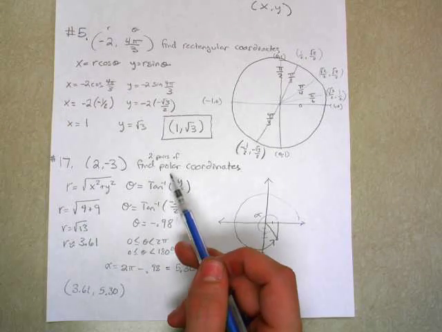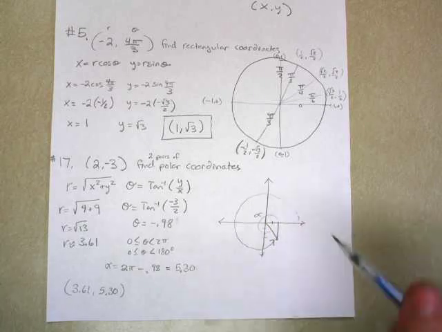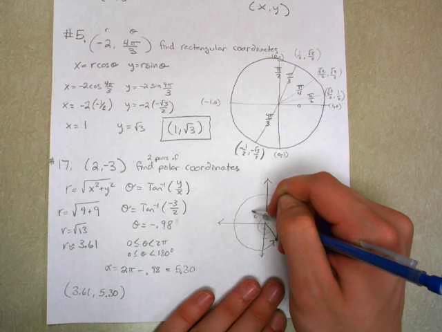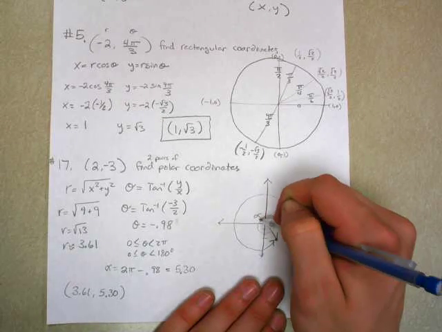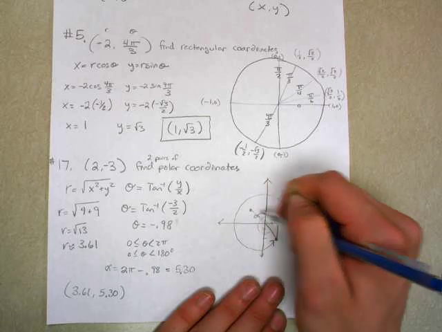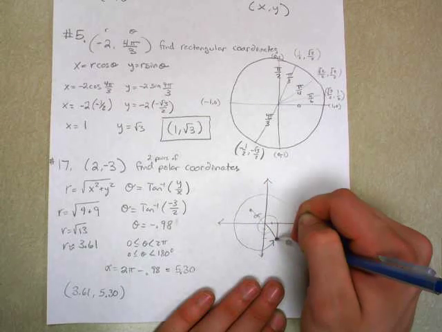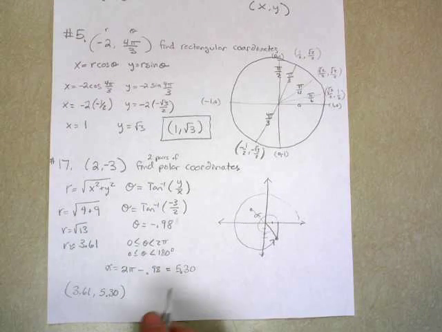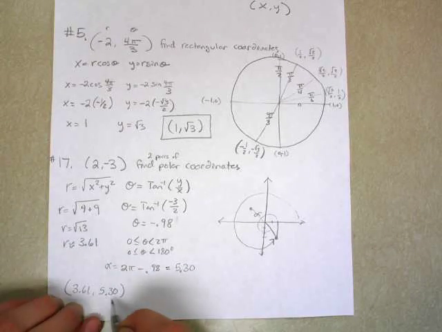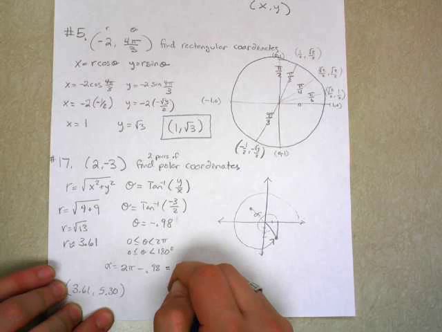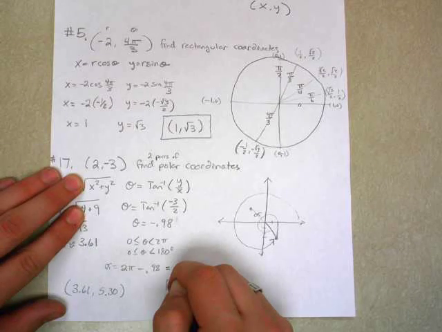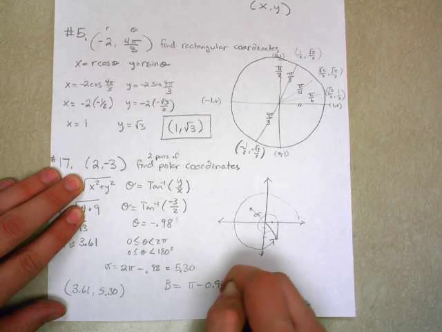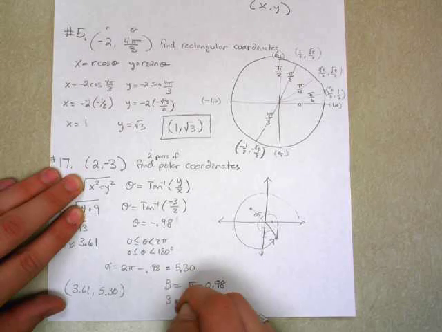Now they asked for 2 pairs of polar coordinates, so we found this one right here. What we can also do is find this angle right here and use a negative radius to get this point right here. So we're going to find this angle, and we're going to give this point using a negative radius from this. And all we have to do for that is take our first coordinate pair and just do pi minus the angle. So we'll label this beta. We'll do pi minus 0.98. And in this we get beta is equal to 2.16.